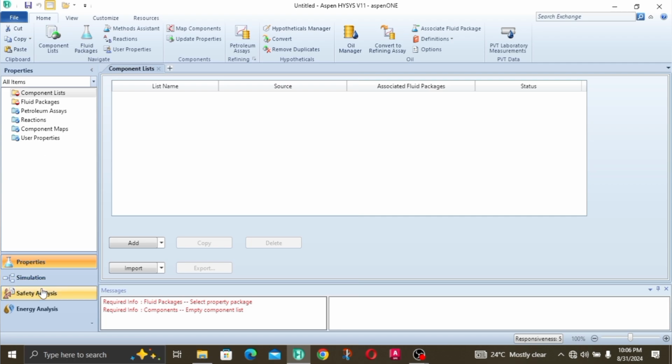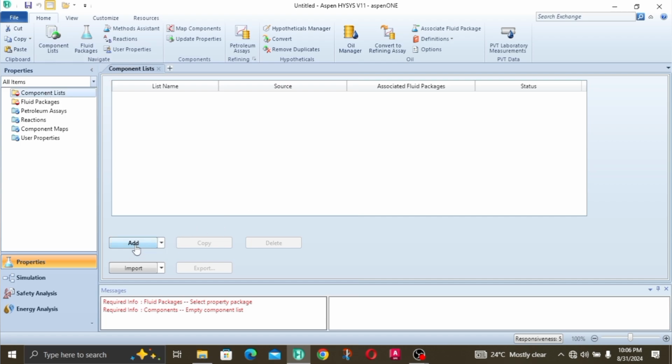Over here, we have properties and simulation. This is where the whole simulation takes place. But before you do carry out the simulation, you have to select the properties, the whole properties. The component list, we'll start with the component list.